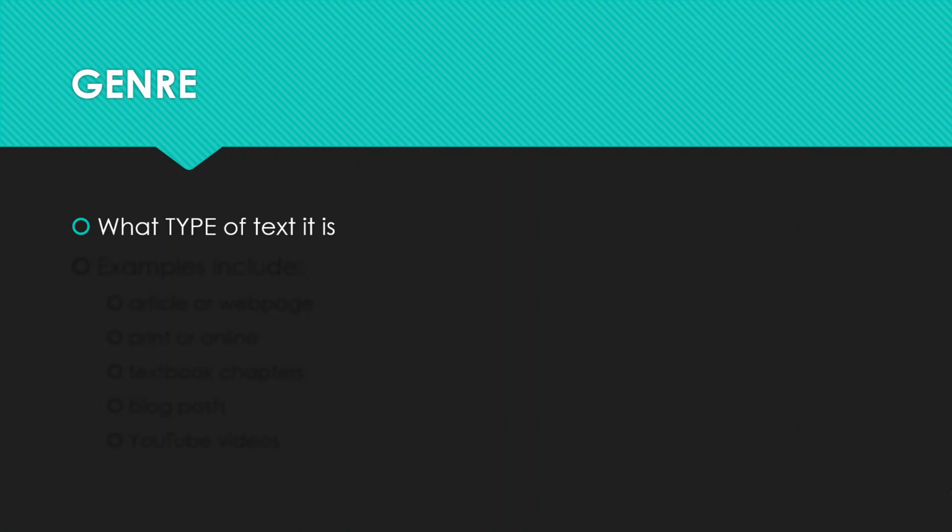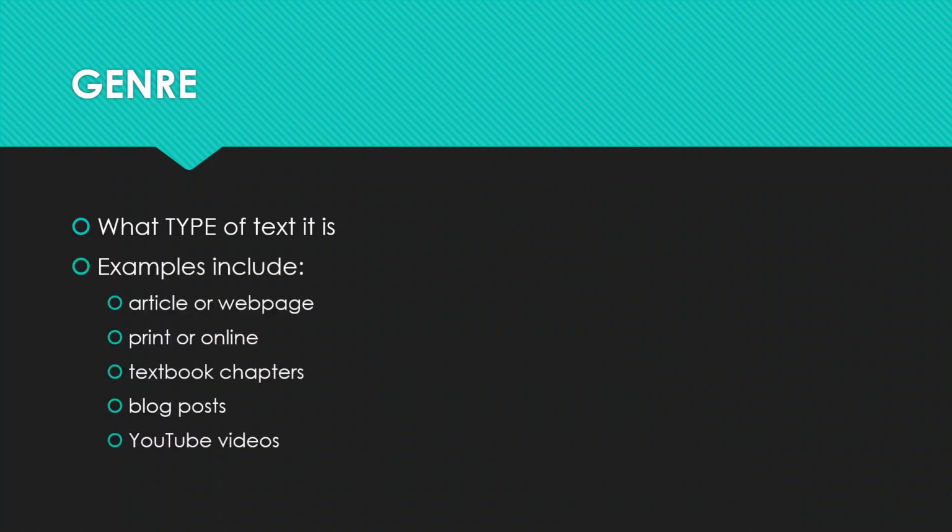Genre is the mode or medium of presenting the information. Think more broadly about what the container is, how the text was published. Specific examples can include a newspaper or magazine article, a web page, even more specifically whether you found it in print or online. You may have genres such as textbook chapters, blog posts, or even YouTube videos.